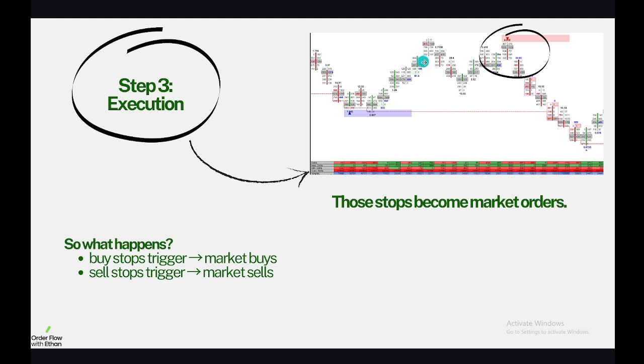So we had this market going up to this level, went back for a small and quick correction, and these stops become market orders. This is where the market goes down, and as you can see, the market is giving us lower levels again. So what happens? Buy stops are triggered, that's market buys. Sell stops getting triggered, that's market sells.